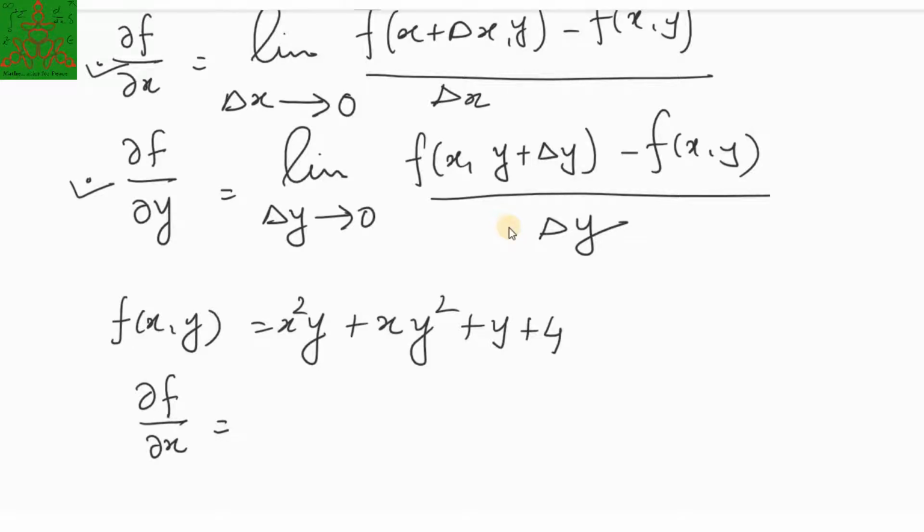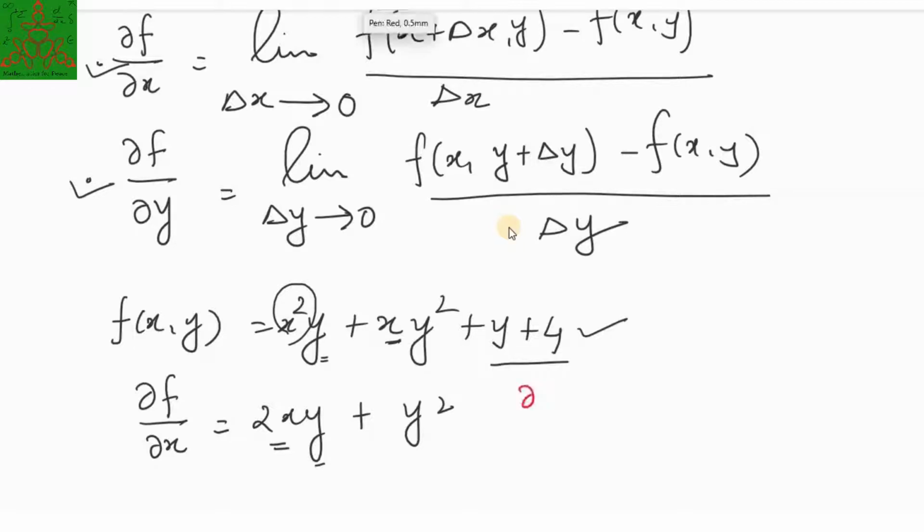How do you differentiate this? You keep y constant and differentiate this function, that is 2xy plus y square, because the derivative of x square will become 2x and y is a constant, so that's why it is as it is. The derivative of x is 1 and y square is a constant quantity, so that's why we have this, and the derivative of y plus 4 with respect to x will be 0.